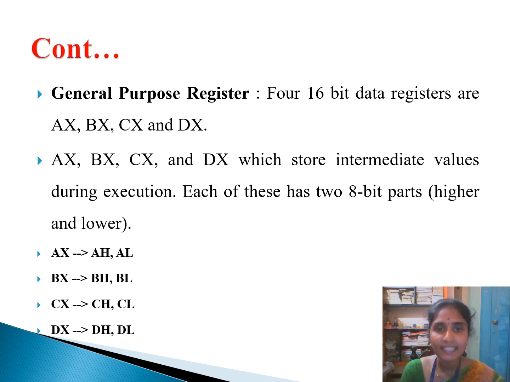AX, BX, CX, DX store intermediate values during execution, each of which has two 8-bit parts. One is the high order byte and the other is the low order byte. For example, AX is a 16-bit register, so it has two 8-bit parts. One is AH and the other is AL. AH is the 8-bit high order register and AL is the 8-bit low order register.